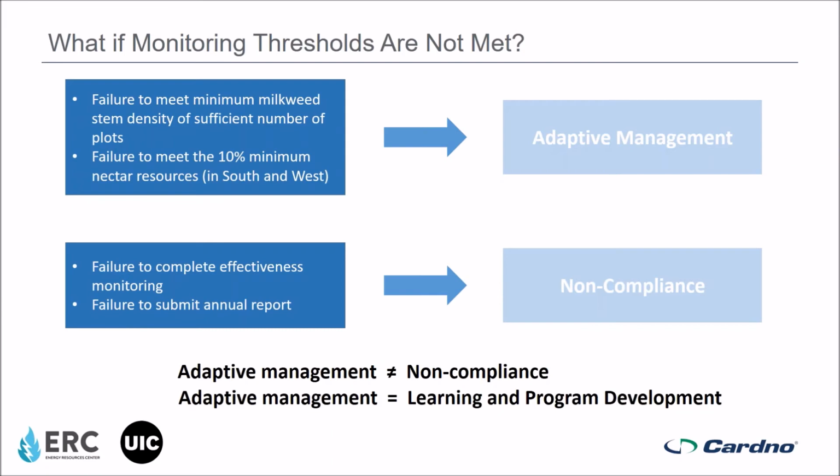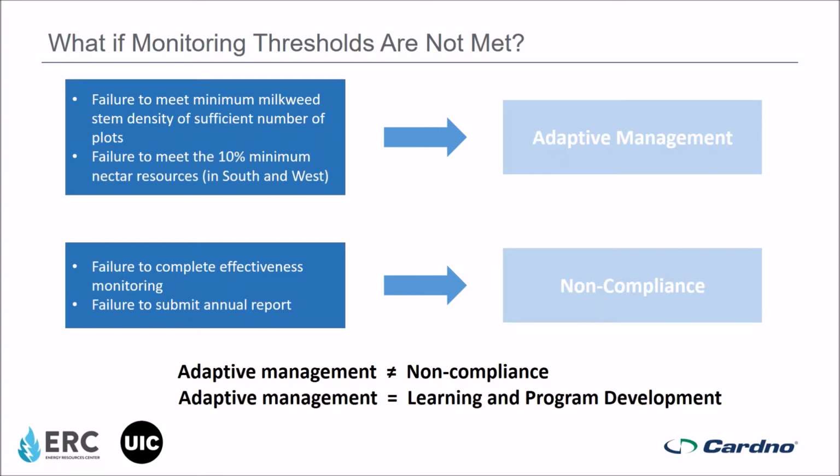It does not equate to non-compliance. There have been some questions about that and some confusion, so just to be clear, if you don't achieve the monitoring targets, those thresholds, that triggers adaptive management. Non-compliance is only triggered by your organization failing to meet its commitments to the agreement. So if you don't provide, let's say, the minimum number of adopted acres that you've committed to, if you don't complete the effectiveness monitoring to the level that's required, if you don't submit your annual report, or if you're not tracking what's happening from a conservation measures standpoint on the ground, those types of activities result in non-compliance.